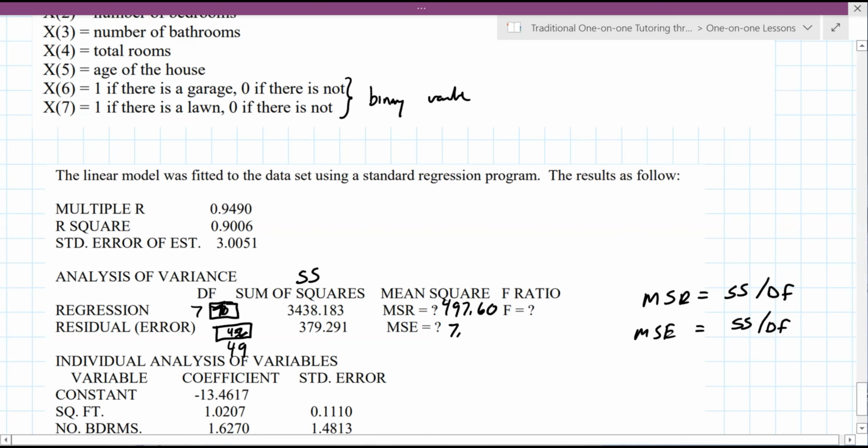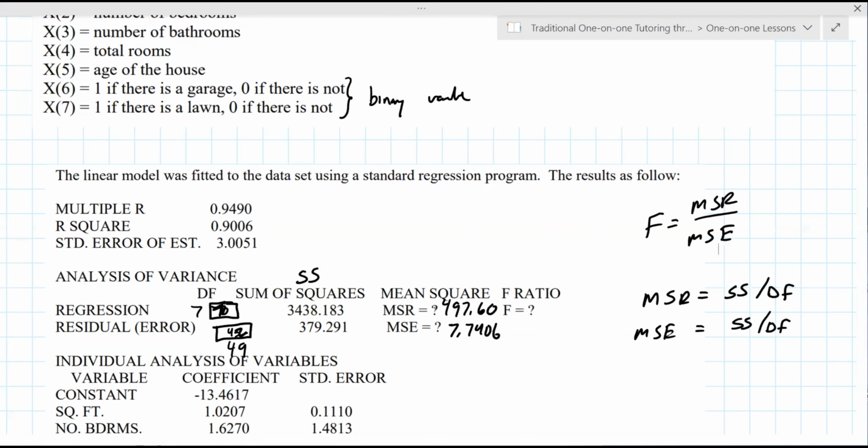So that's 7.7406. And then your F value, your F is always mean square regression over mean square error. So it's an F value of 64.284.